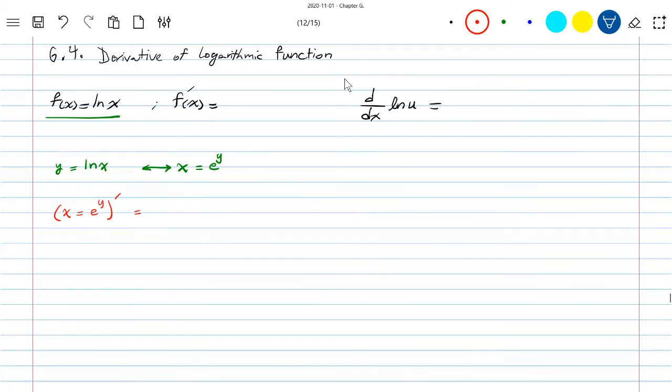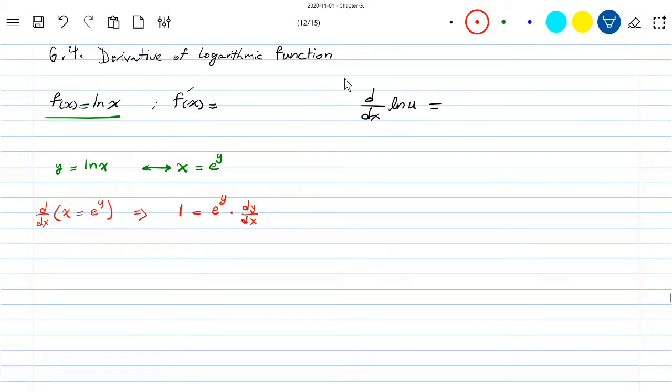What would be the derivative? Derivative of x. What do we take the derivative with respect to? We take the derivative with respect to x. So I should write it this way. Therefore, the derivative of x would be simply 1. Derivative of e to the power y. Derivative of e to the y is e to the y multiplied by derivative of the exponent, which is dy over dx, or y prime.